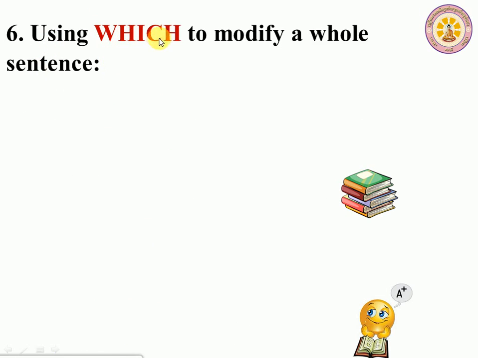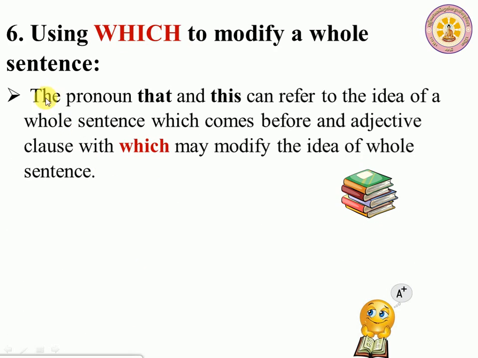Okay, using which to modify a whole sentence. We can also use the relative clause to add more meaning to the whole sentence. The pronouns that and this can refer to the idea of the whole sentence which comes before an adjective clause, with which may modify the idea of the whole sentence.